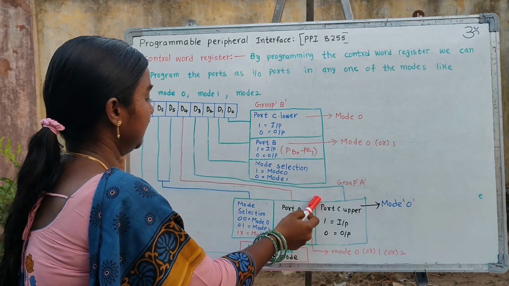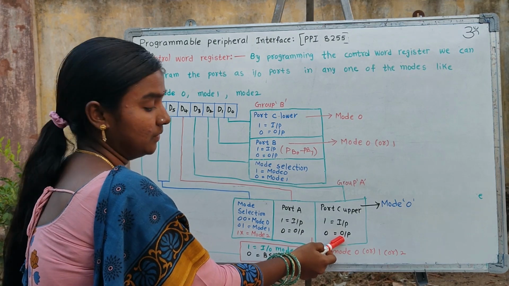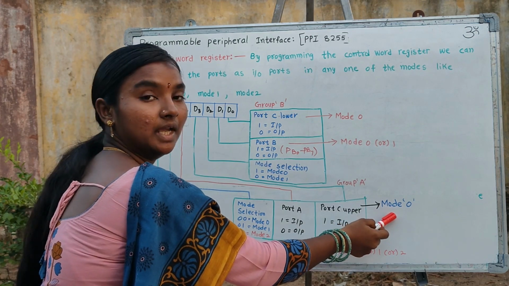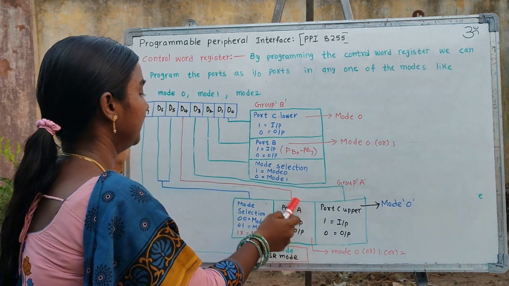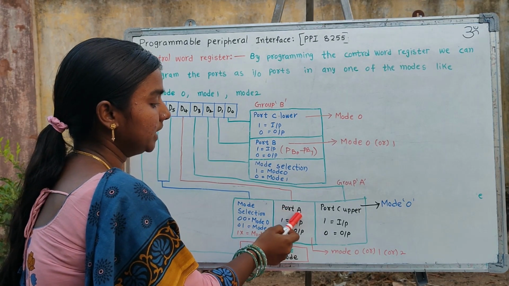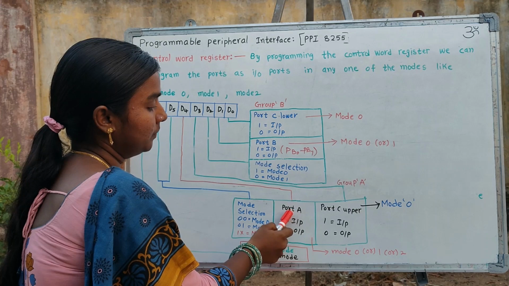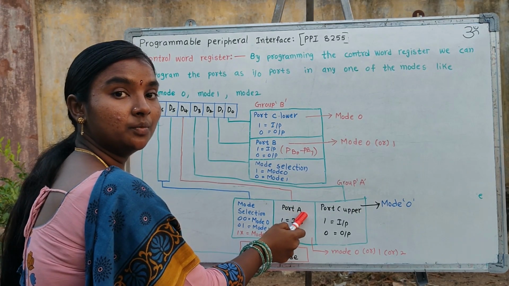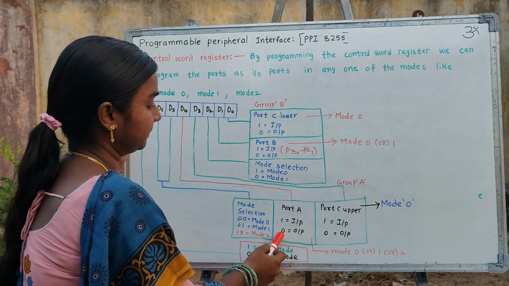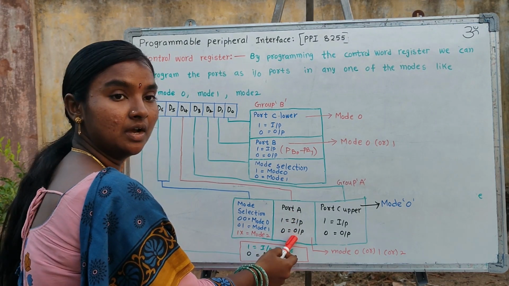If the value on D3 bit is 0, these port C upper lines will act as output lines, and this port C upper is going to be considered in mode 0. Coming to the D4 bit, depending on D4 bit value, port A is going to be selected. If the D4 bit is 1, port A lines, meaning PA0 to PA7, work as input lines. If D4 bit is 0, these port A lines will act as output lines.